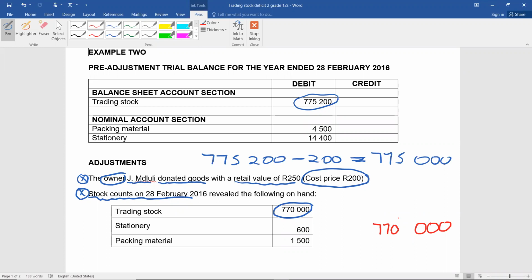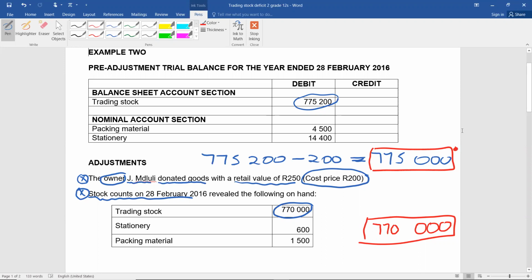Okay. Now, Saki, I'm guessing you said 770,000 is what we can rely on, meaning that this one that we've just calculated here might also be incorrect. Not that it might, it's actually incorrect because physically, this is how much we've got in the warehouse. So what must I do to this one here?